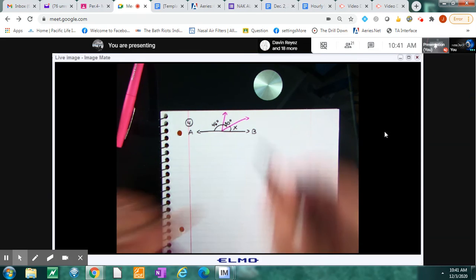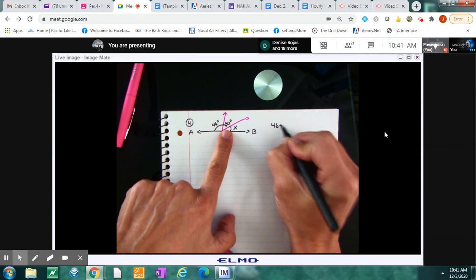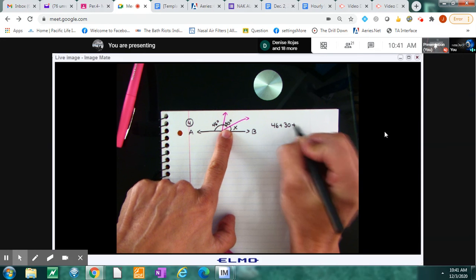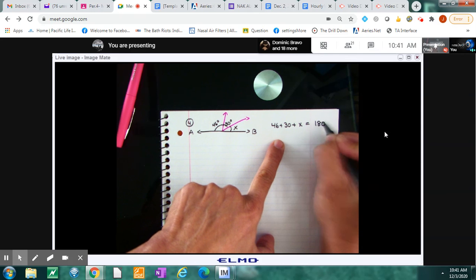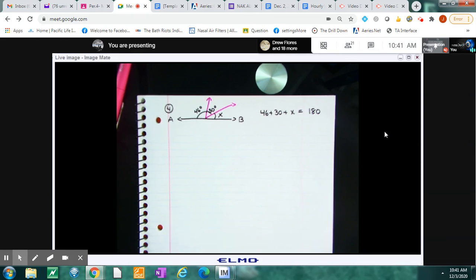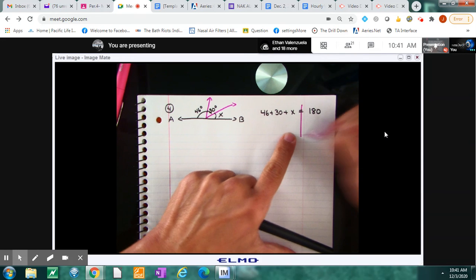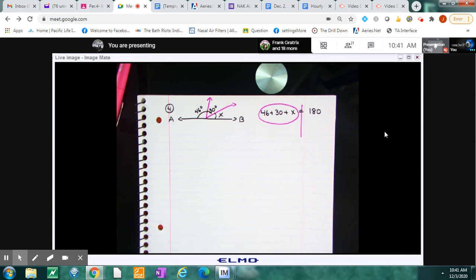So, let's go ahead and set it up. 46 plus 30 plus X equals 180. See that? I'm still working on it real quick. All right. So, Davin, what should I do on this side? 46 plus 30 plus X. What should I do to make it easier for me?